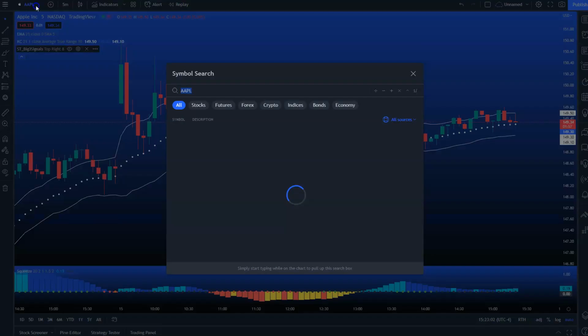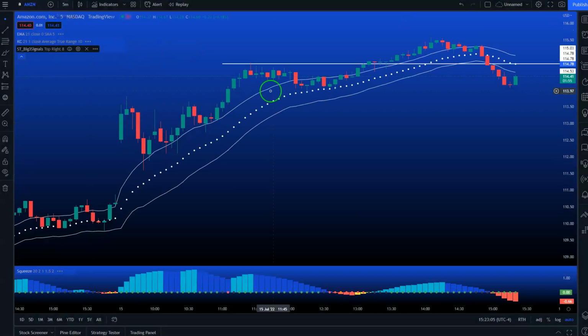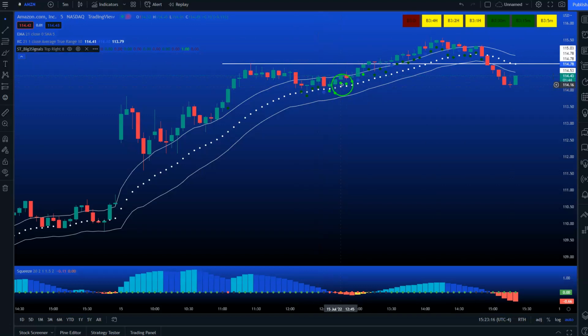A great example from today was Amazon. Amazon gapped up, eventually goes into a 5-minute squeeze. We got the green dots, right? We had our green label. Trend, structure, momentum, everything came together there for a nice 5-minute squeeze that fired to the upside.